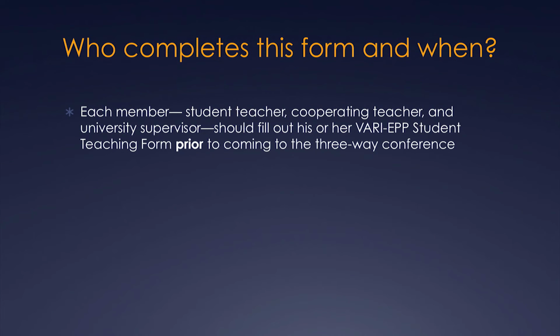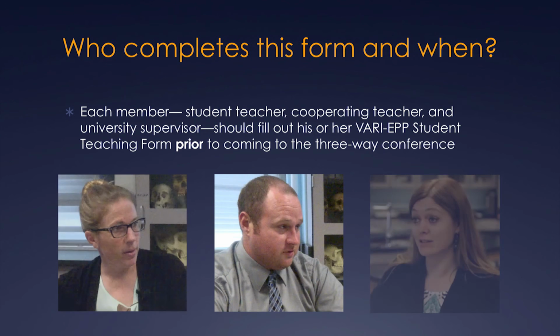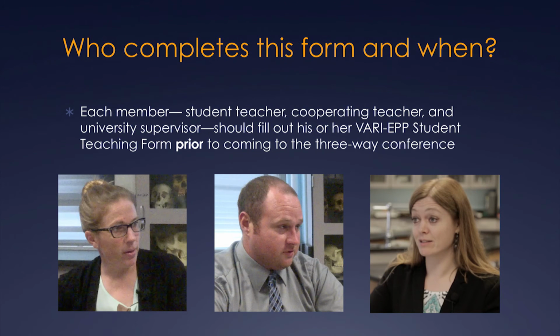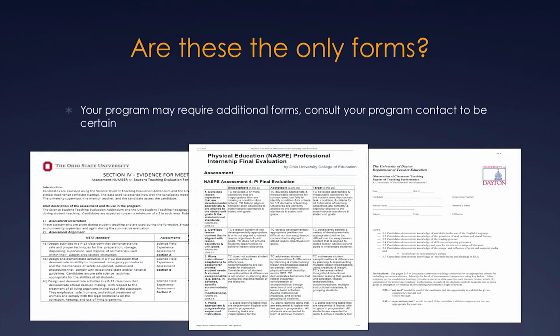In order for the three-way conference to proceed smoothly, each person needs to come to the meeting prepared with his or her form completed entirely. At the conference, the group will agree upon a consensus score, which is recorded and ultimately used for the student teacher's formal evaluation. The Vari-EPP student teaching form was created to align to the CAEP standards and the Ohio standards for the teaching profession. As such, it is intended to assess student teachers in any content area. Many licensure areas will use an additional form that focuses specifically on the student teacher's content areas, so please check with the program coordinator about additional required assessments.